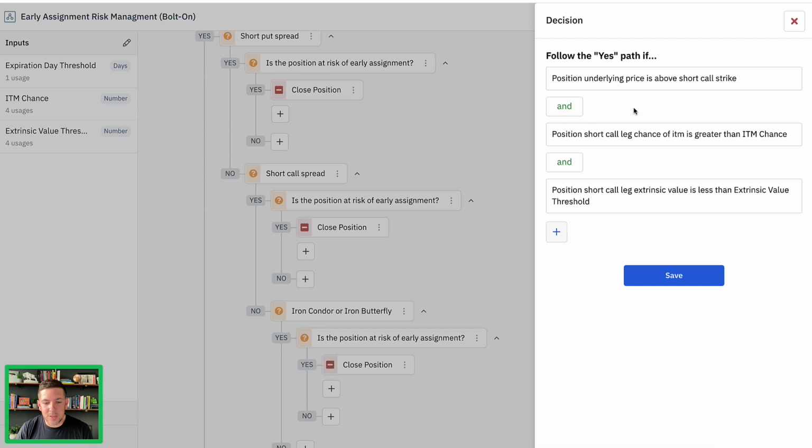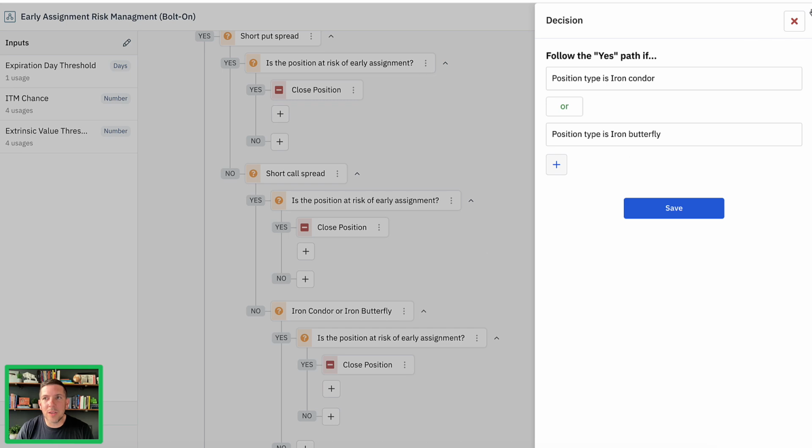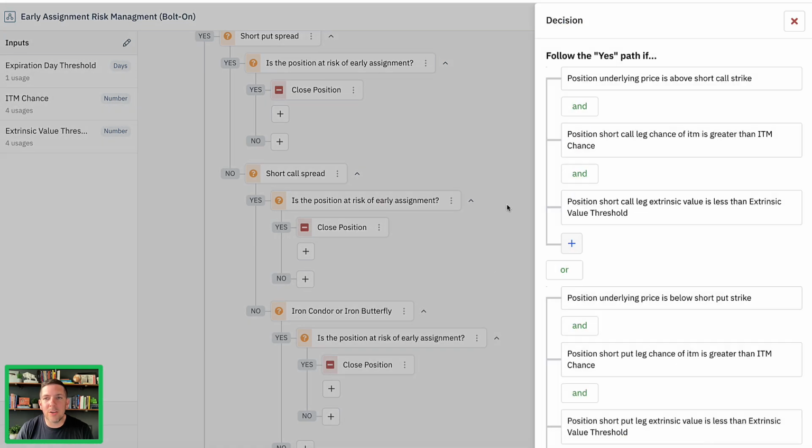In this case, it's doing the same thing. It's just looking at the short call leg and doing the analysis, seeing if the underlying price is above the short call strike, right? And for the iron condors and iron butterflies, it's doing it a little bit differently because it's trying to evaluate 2 sets. So either the short call strike is in the money, right, on an iron butterfly or iron condor, or the short put strike is in the money.